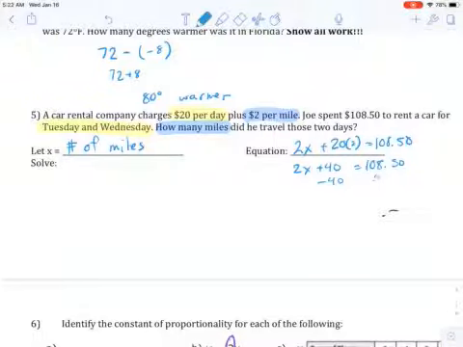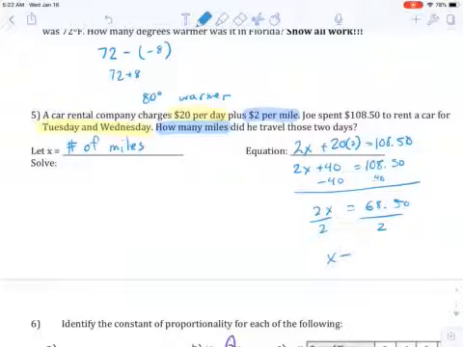Now I can take care of the constant first and get 2x is equal to 68.50. Divide by the coefficient. x is equal to 34.25. That means he traveled 34.25 miles.